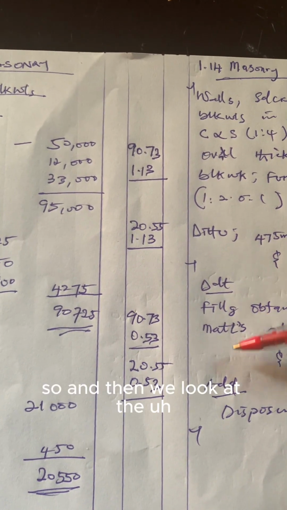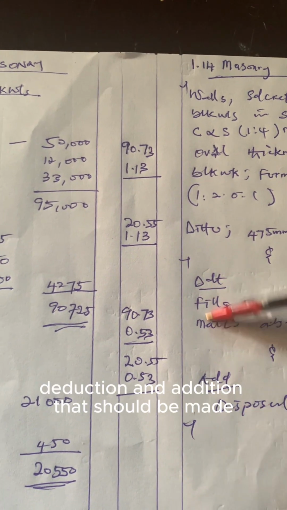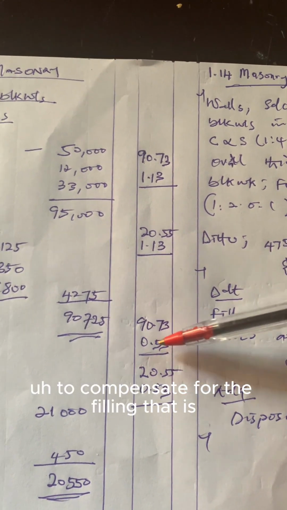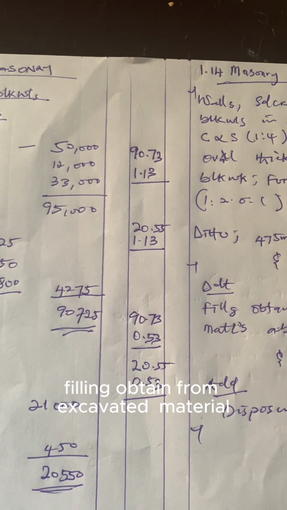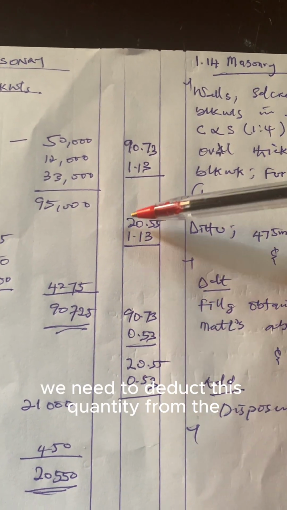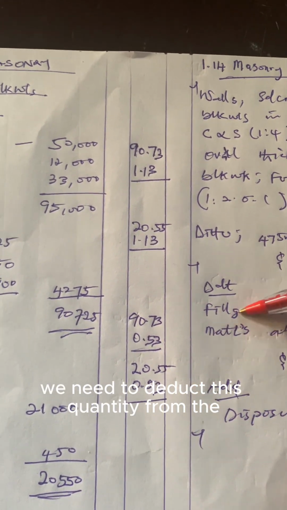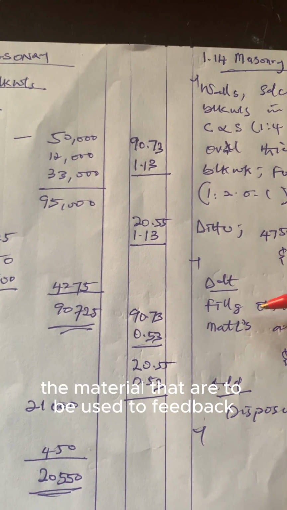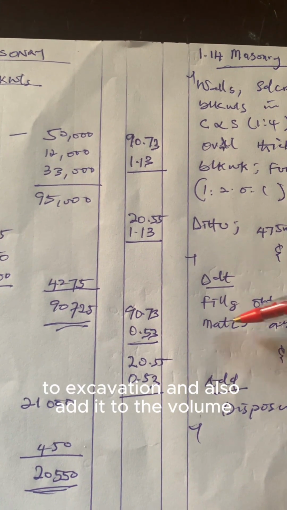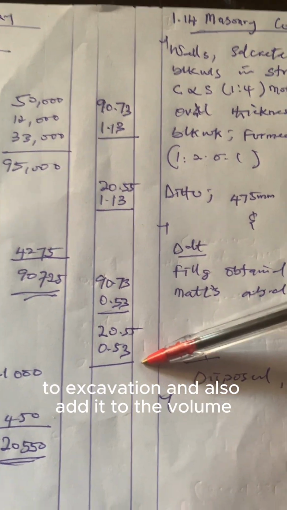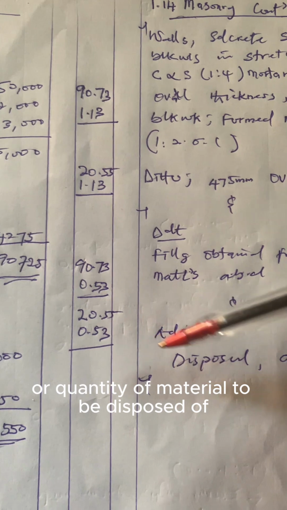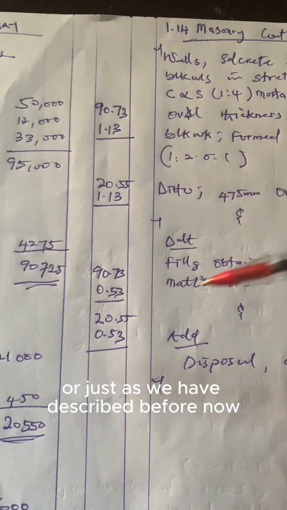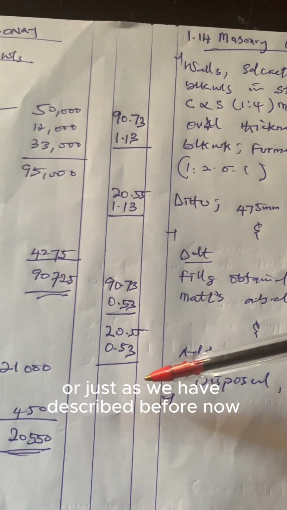And then we look at the deduction and addition that should be made to compensate for the filling. That's filling obtained from excavated material. We need to deduct this quantity from the material that are to be used to feed back to excavation, and also add it to the volume or quantity of material to be disposed offsite, just as we have done earlier, or just as we have described before now.